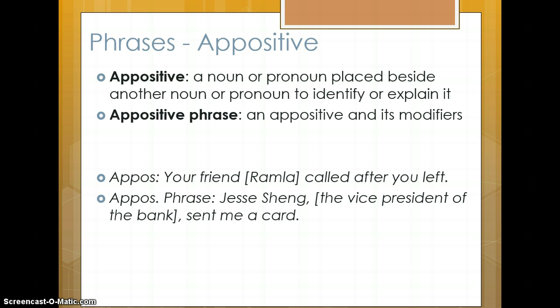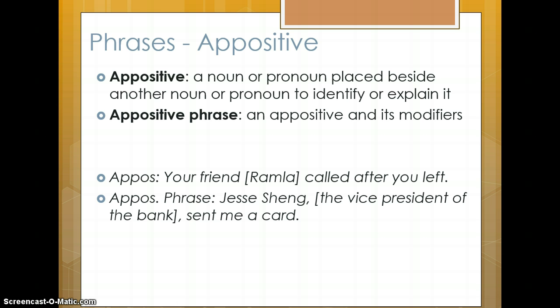You can also have an appositive phrase, such as the second example. So that includes the noun, the appositive, and its modifiers. So Jesse Sheng, the vice president of the bank, what you see there in brackets, that's your appositive phrase, sent me a card. With appositives, some of them that you see will be set off by commas, as you see in the second example. Some of them will not be set off by commas, as you see in the first example. The commas have nothing to do with whether or not they're appositives or appositive phrases. The commas have to do with whether or not it's considered a vital piece of information.